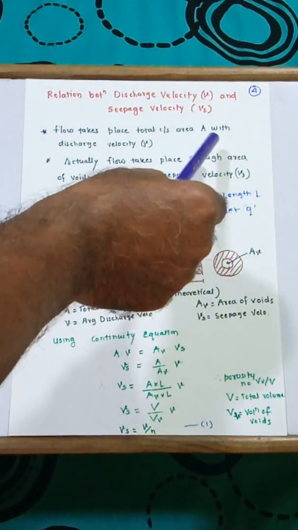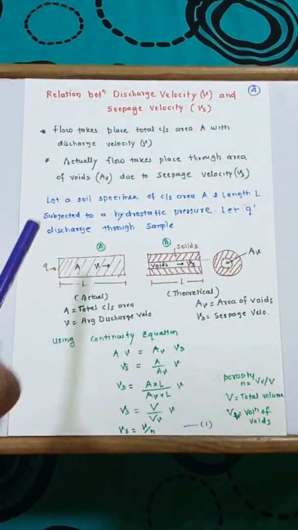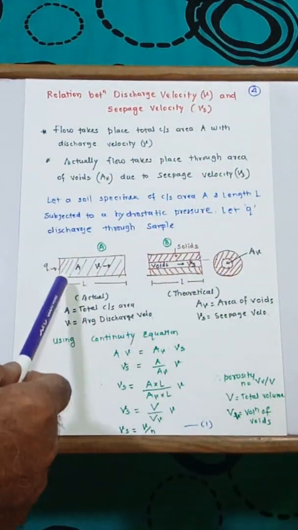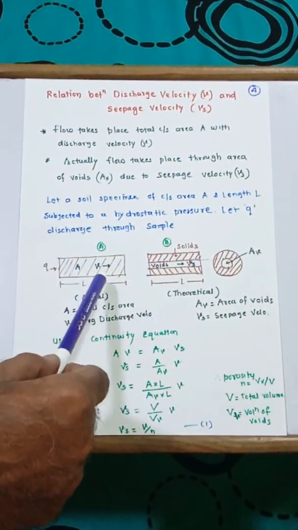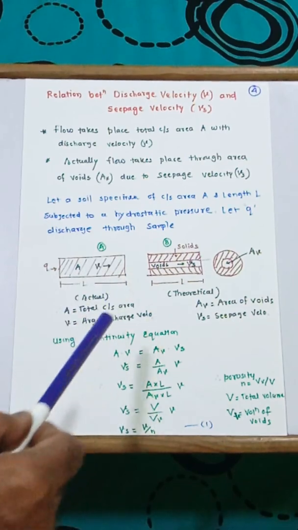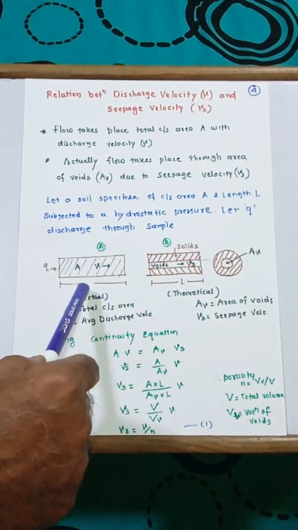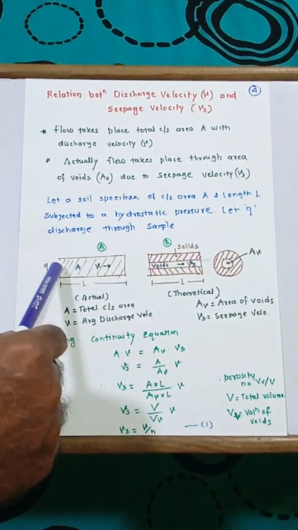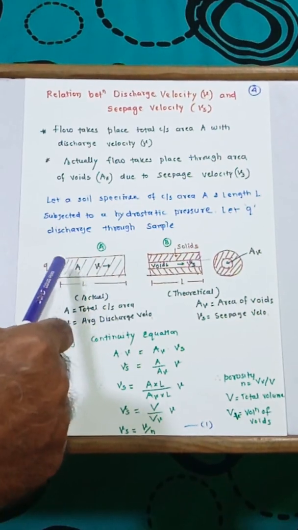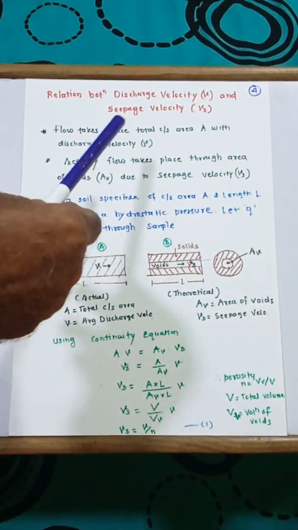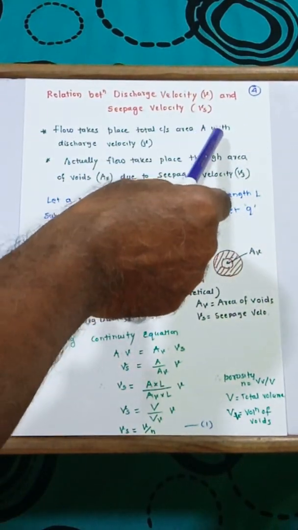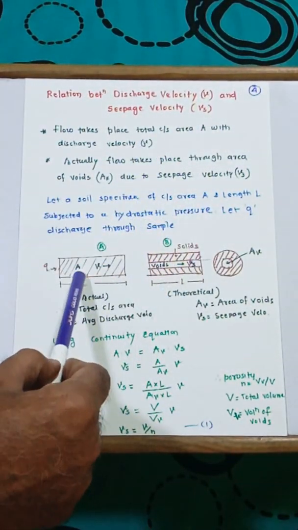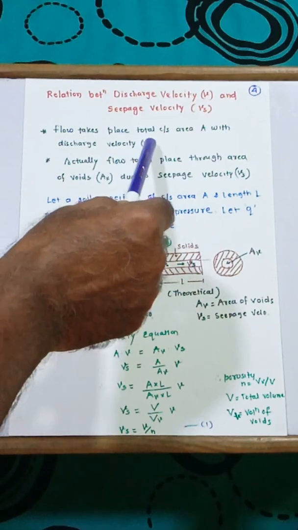Flow takes place through the total cross section area, that is A. It means if I consider a soil sample of cross section area A and a length L, and it is subjected to a discharge Q, then you'll find that the flow takes place through the total area A under an average discharge velocity V.